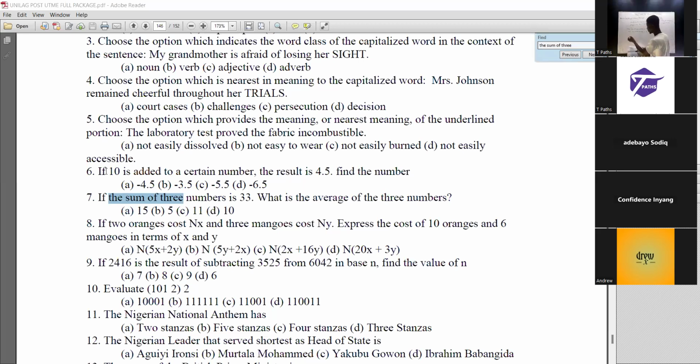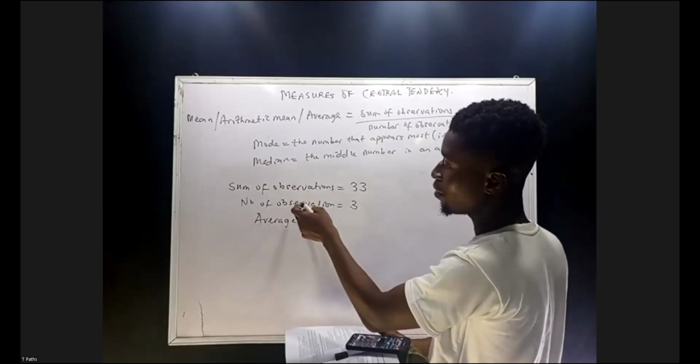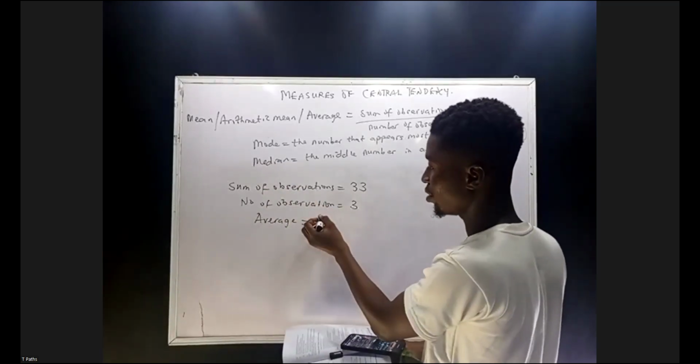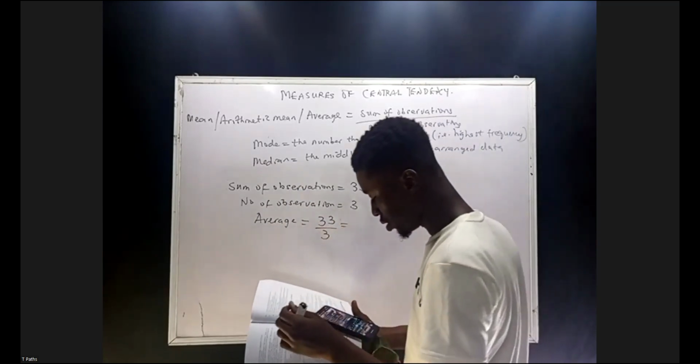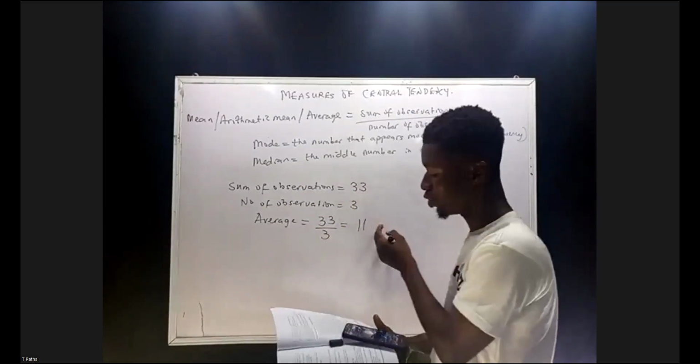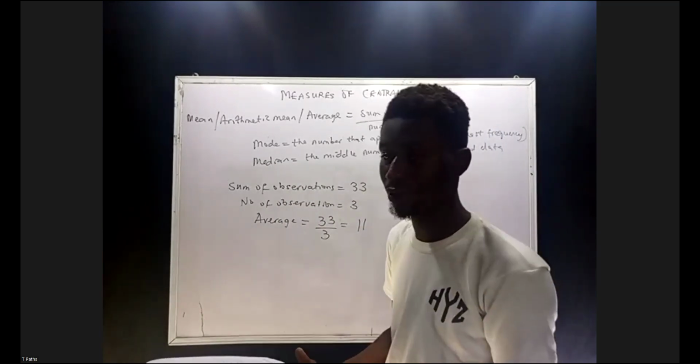Now, what is the average? Remember, I told you the mean, also known as the arithmetic mean, is also known as the average. So they're asking us for the mean, which is the sum of observations over the number of observations. That is simply 33 over 3, and our answer is 11, option C. Very easy, 11.